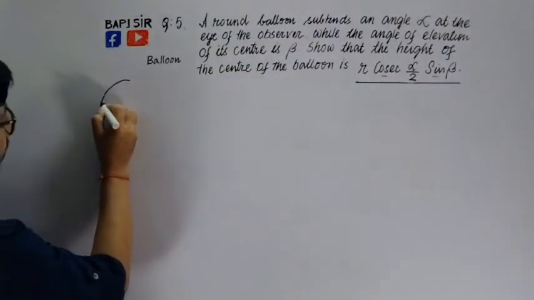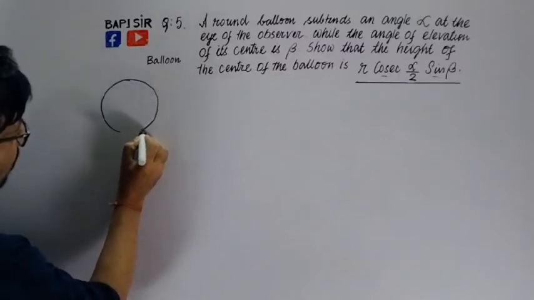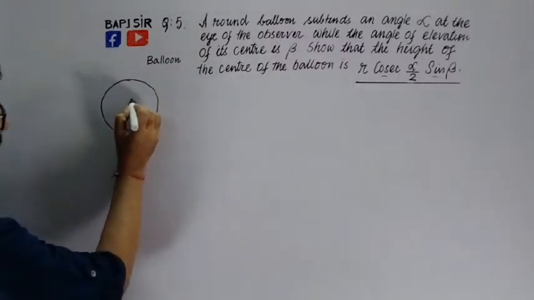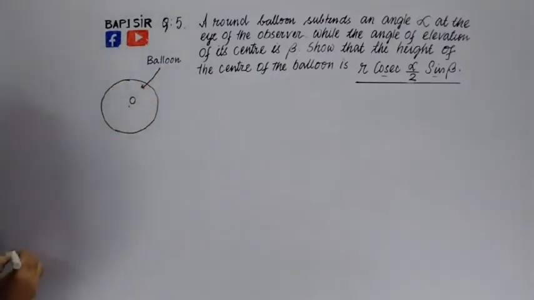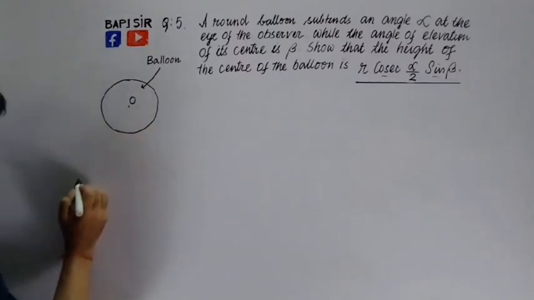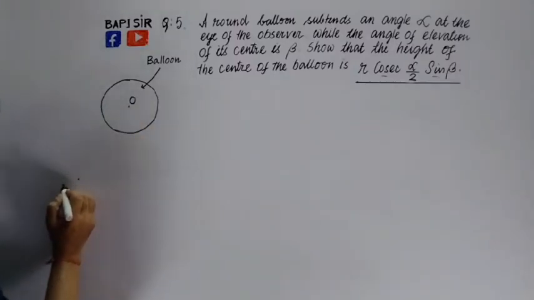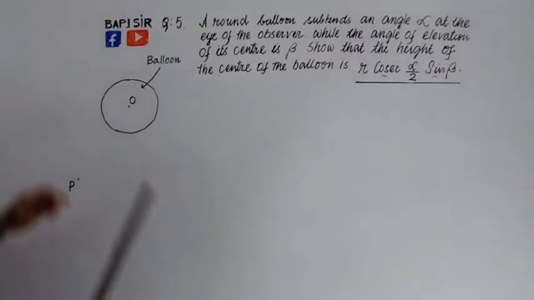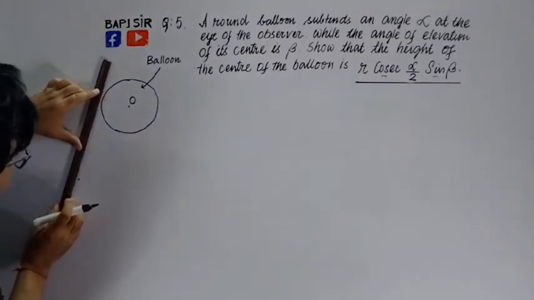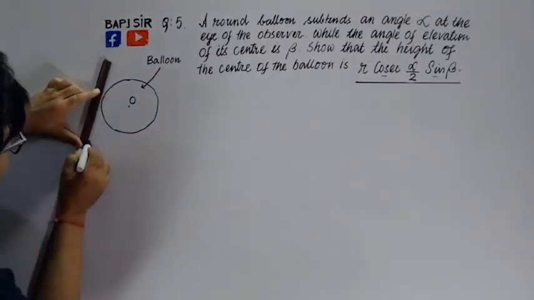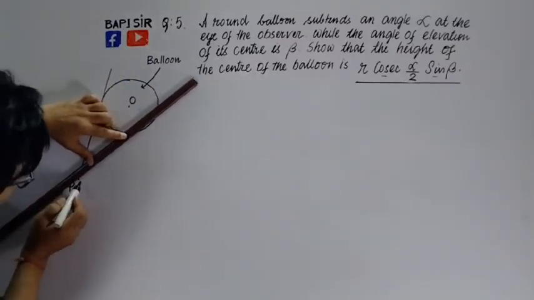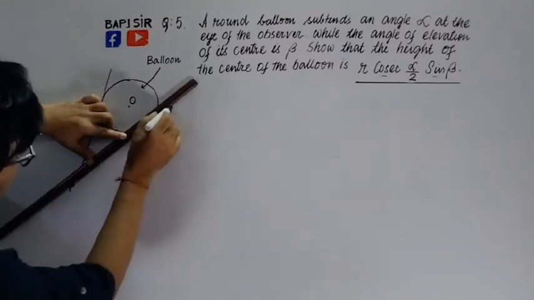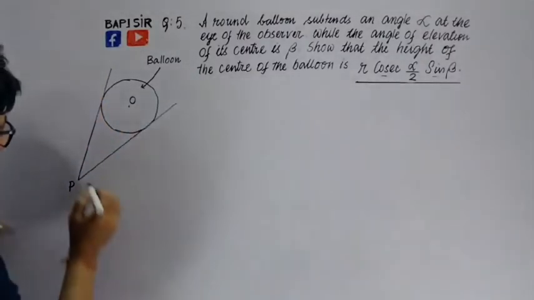Okay, this is the round balloon. This is the center of the balloon, O. This is the balloon only, the center of the balloon, and here is the observer, P. Now the observer is observing the balloon at an angle alpha. According to the question, the observer is observing the balloon at an angle alpha. So draw that angle. This angle is alpha only.